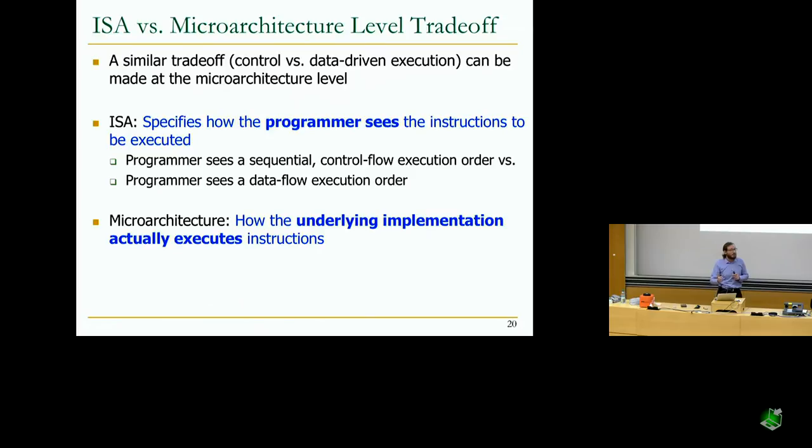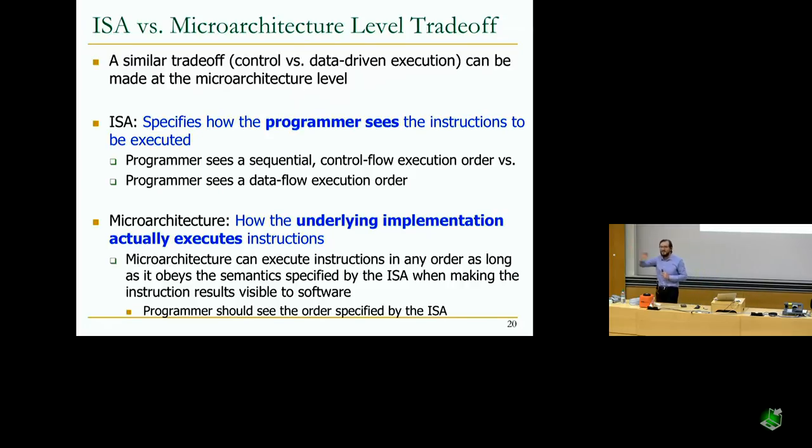At the ISA level, programmer can see a sequential order or a data flow order. But you can also say, I don't care what's happening at the ISA level. I'm just going to execute instructions in any order at the microarchitecture level. I can do it in data flow order, I can do it in the sequential order, or I can do it in some random order. As long as I obey the semantics that I promised to the programmer, which is the instructions at architecture, I'll be fine. That's the idea. That's the beauty of microarchitecture. You can do anything underneath.